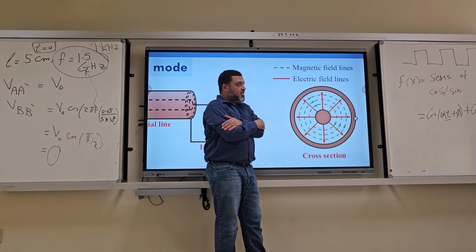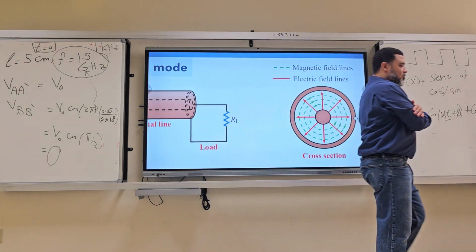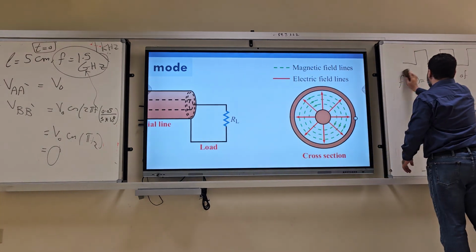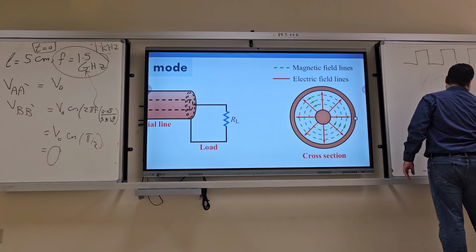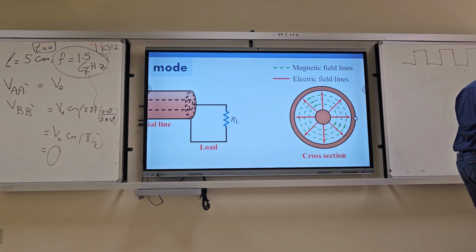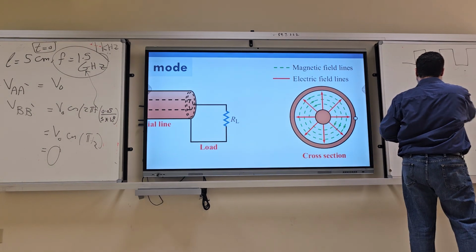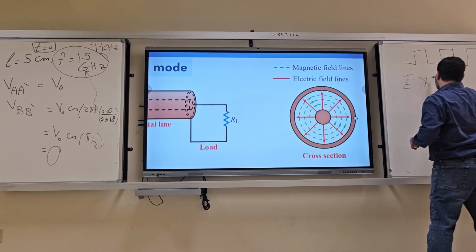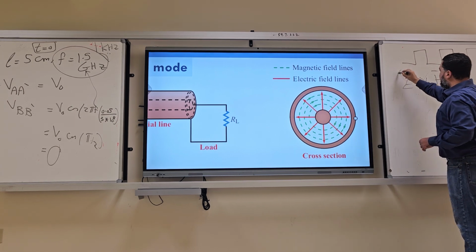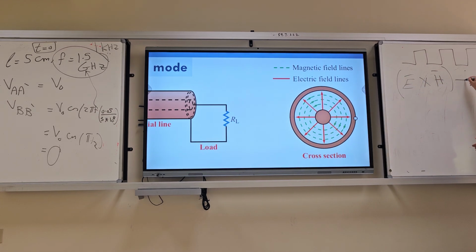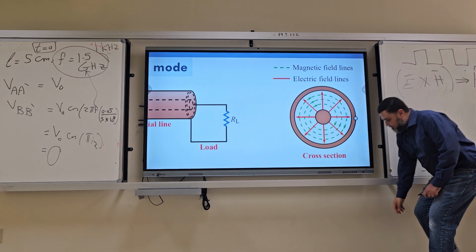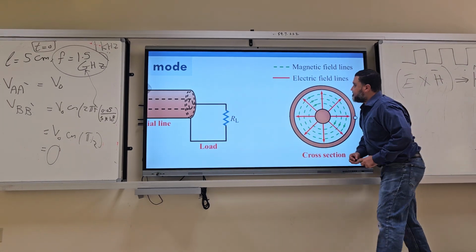E cross H is the K direction. There is a reason for this, but it's beyond this course. E cross H will give you some direction, which is the direction of propagation. So taking the cross product of these will give you the propagation direction. Does this make sense?